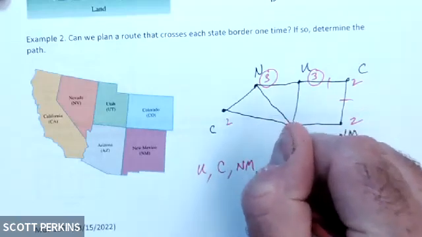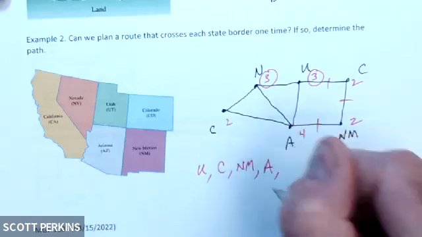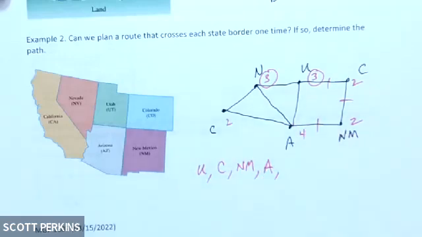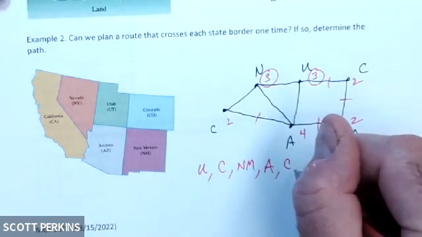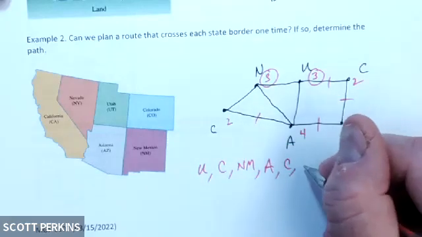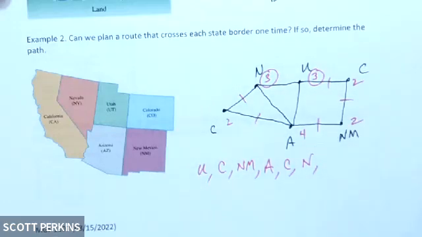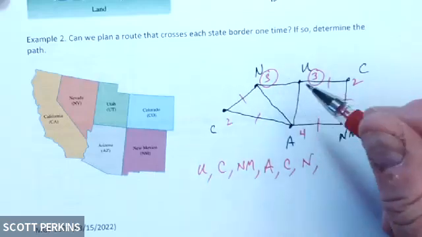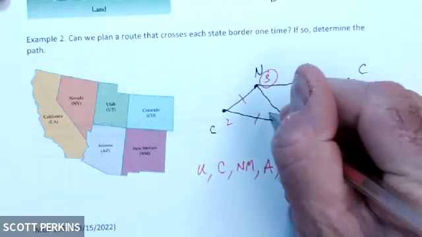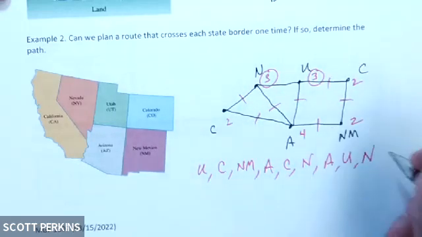So I'm going to put an NM there. And from New Mexico, we have to go to Arizona. There's no real choice there. Okay. From Arizona, where should we go? Sure, let's go to California. Sounds great to me. And then from California, I have to go to Nevada. And then from Nevada, I have a choice. It doesn't matter which one I go. I'm going to end up in the same place. So let's just go down to Arizona and then back up to Utah. And then finally, we're going to end in Nevada.